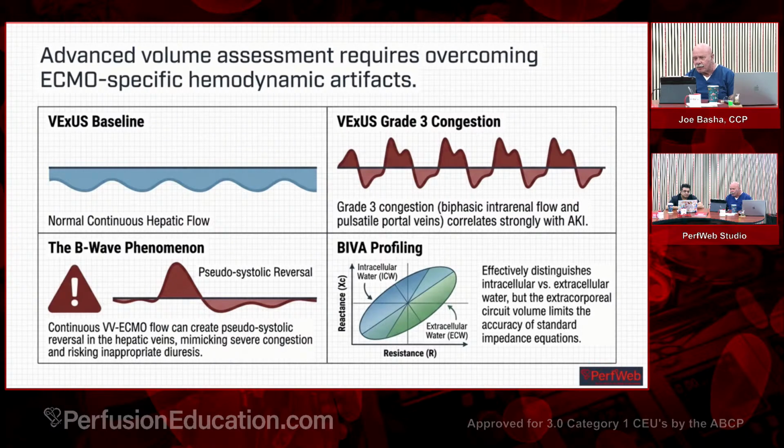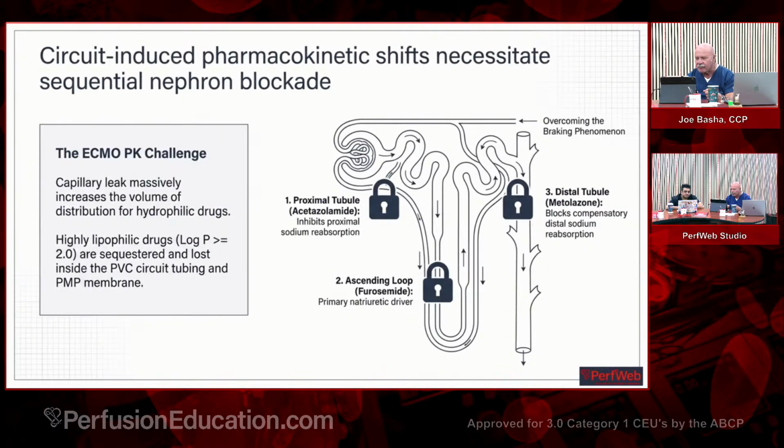Advanced volume assessment requires overcoming ECMO-specific hemodynamic artifacts. What is that thing called where you use electrical impedance? Okay, and that's what we're looking at here. I don't want to spend a whole lot of time on this, but you can use various different tools, including this electrical impedance, to look at what the patient's extravascular fluid volume actually is. Right. So we're going to kind of skip over that.